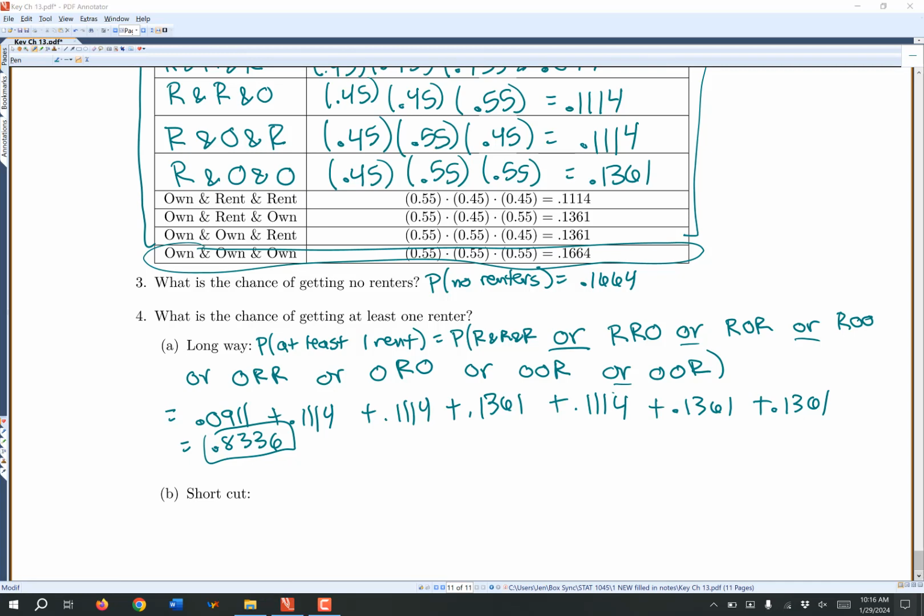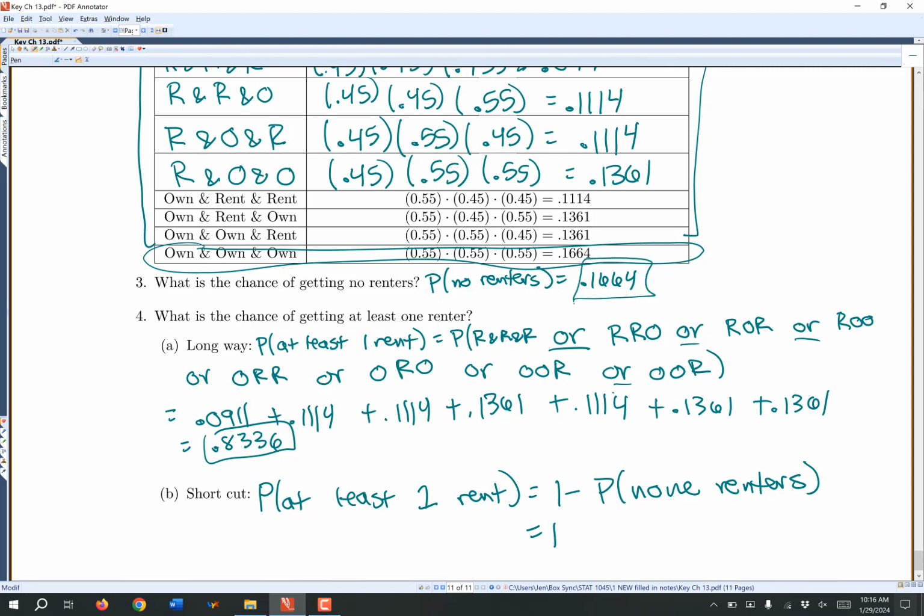Okay. The shortcut is to use the subtraction rule, which is the probability of at least 1 renter, or anything that you want to talk about. The probability of at least 1 is 1 minus the probability of none, or no renters. Oh, we found that up above. Probability of no renters is 0.1664. So 1 minus 0.1664, which gives me 0.8336. So much easier and faster.